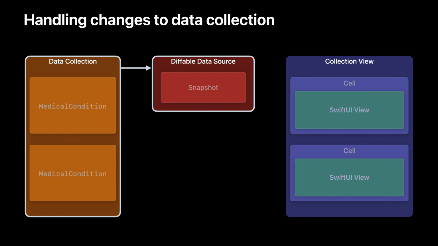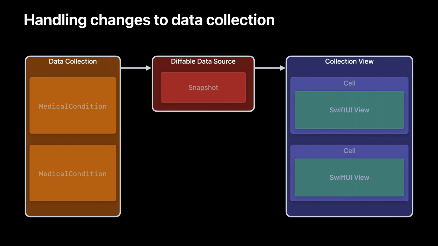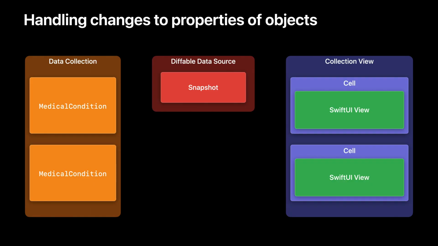Diffable data source will diff the old and new snapshots and perform the necessary updates to the collection view, causing the cells to be inserted, moved, or deleted. Because changes to the collection of data itself don't affect anything inside of cells, you handle these types of changes the same, whether you build your cells using UIKit or SwiftUI. The second type of change we need to handle is when the properties of individual model objects change.